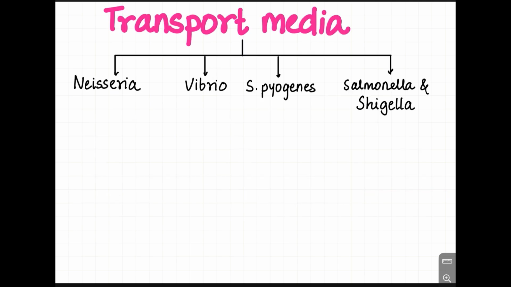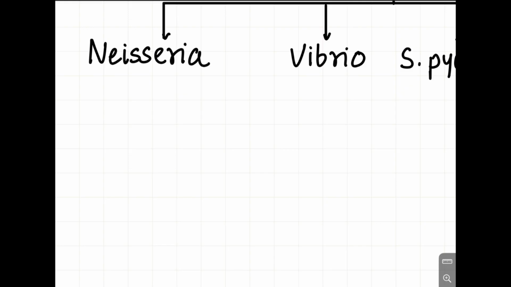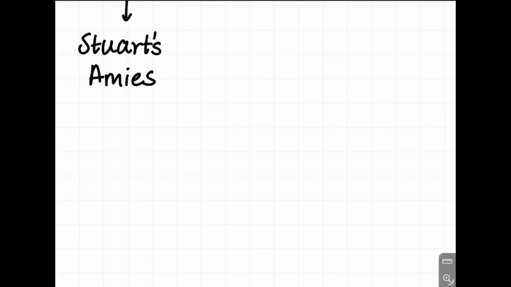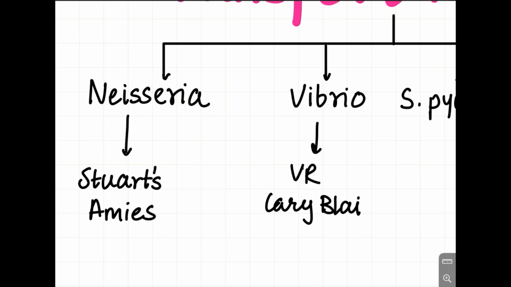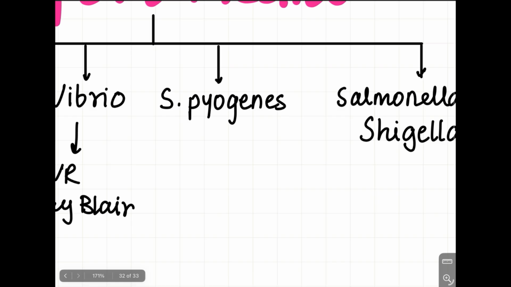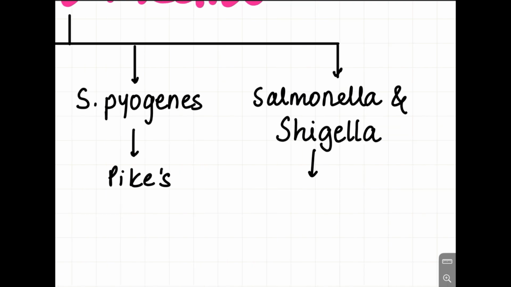Transport media used for specific organisms are: for Neisseria, we have Stuart's media and Amies media, and these are charcoal based medium. For Vibrio, we have VR medium and Cary-Blair medium. For Streptococcus pyogenes, we have only one, that is Pike's medium. And for Salmonella and Shigella, there is Sachs buffered glycerol saline.